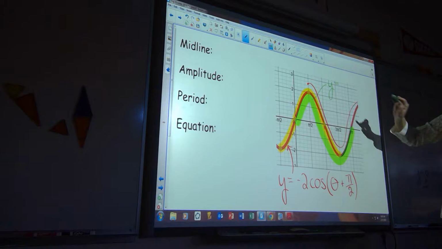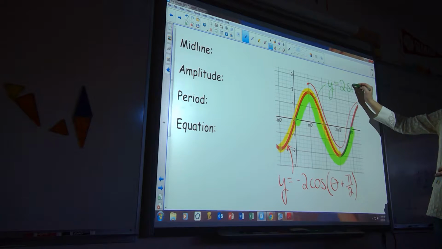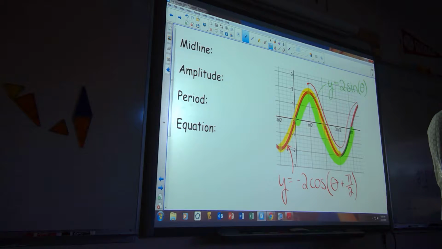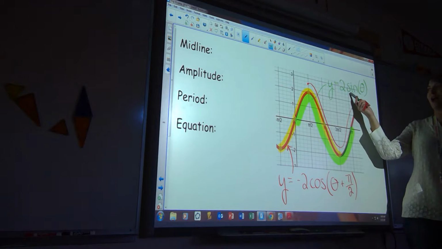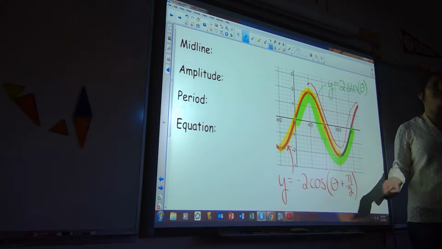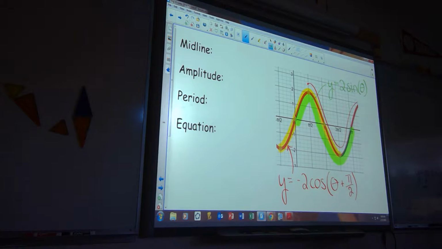Is it just like 2 cosine, or no, 2 sine? Yeah, just that. That's it. So sometimes the sine one is actually easier than the cosine one. Wait, for the cosine one, wouldn't it be like a -1 at the end?